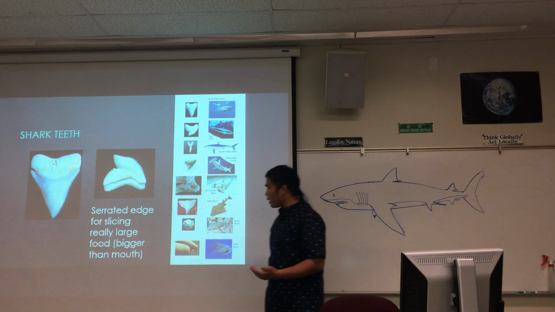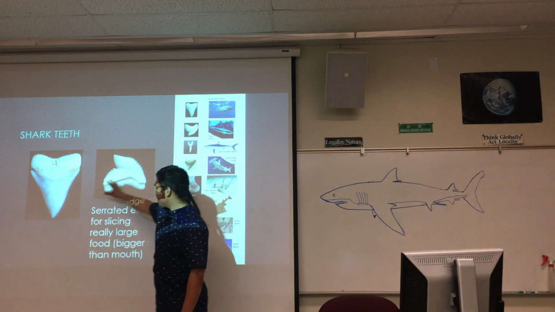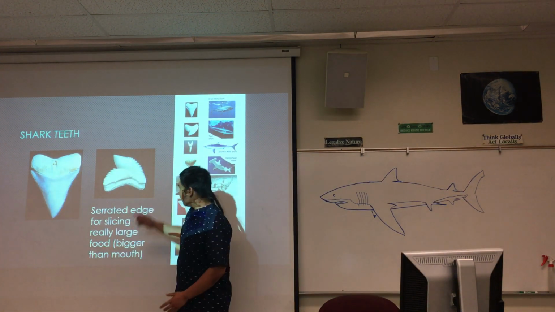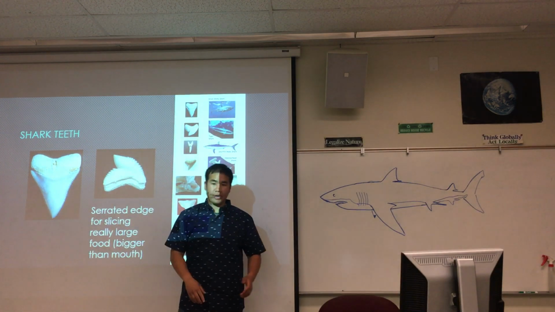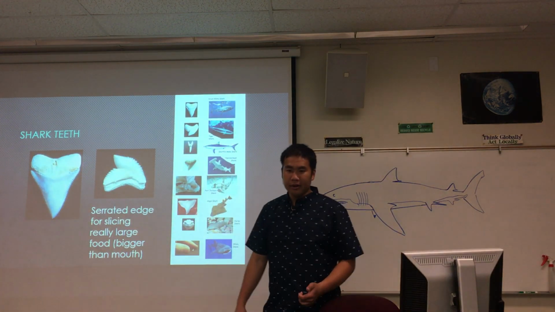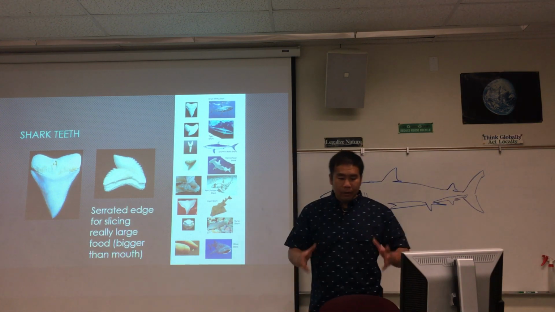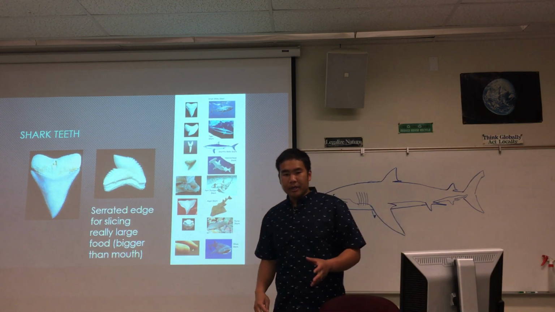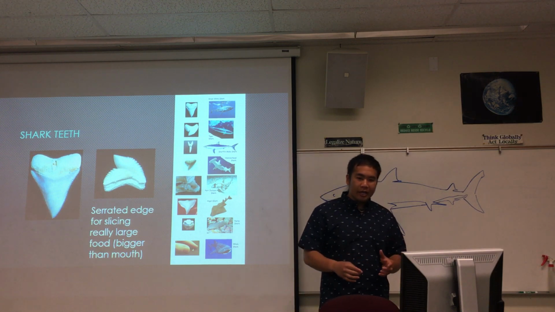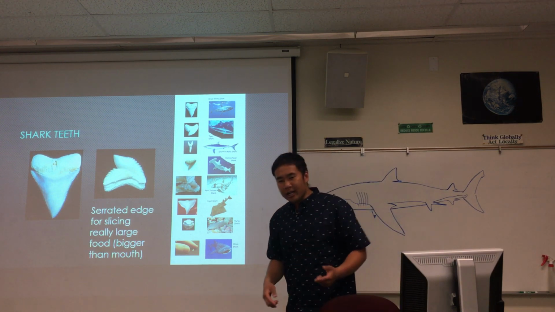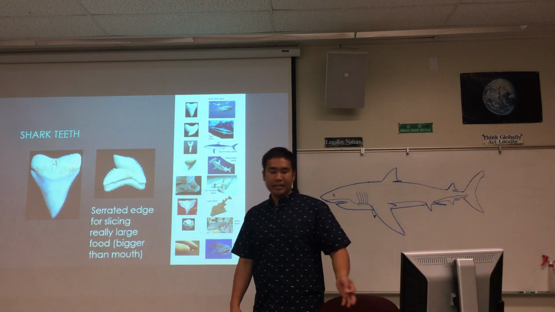The first one being this scary serrated tooth. It's a tooth with tiny little serrations on it, right? It's crazy. It's like a little steak knife, right? What is it good for? Slicing, cutting, right? Why would you need to cut? Because the prey that they're trying to eat is bigger than its head. Does that make sense? All right.